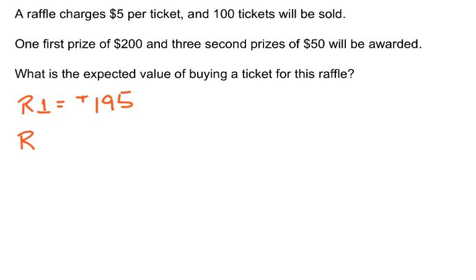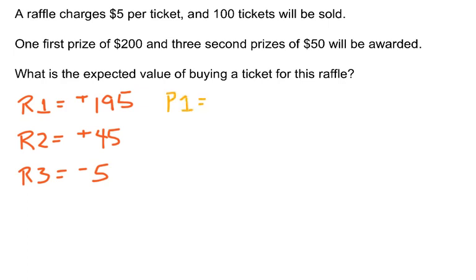Result number 2, I could be one of the second prize winners. I get $50. Great, I didn't really win 50 because I paid $5 for the ticket, and they don't give me that $5 back on top of my winnings. So if that happens, I'm a $45 winner. And then result number 3 that could happen is that I could just lose. I could not be a winner at all, and I could lose my $5. So those are the 3 results that could possibly happen. Now let's look at the probabilities that go with those.